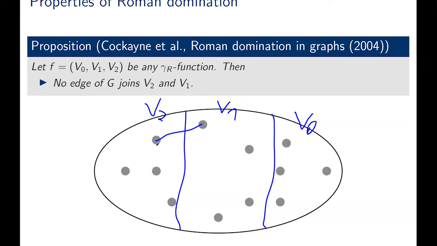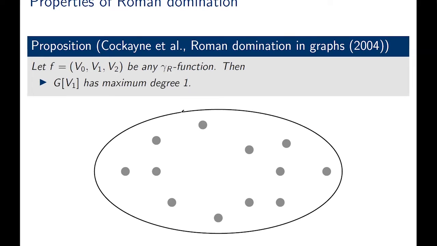And there is no edge joining V2 and V1. Suppose that there is an edge joining V2 and V1. What can we do? We can decrease the weight of the Roman dominating function; we can find a Roman dominating function with smaller weight. How can we do this? It is quite simple, because here we have 2 troops and here is 1 troop. But actually, we don't need any troops at that vertex because it is already made secure by the 2 troops it is adjacent to. So we can throw this vertex out of V1 and instead put it into V0. It is better to put 0 soldiers here. It's more economical, the weight is smaller. So there is no edge that is joining V2 and V1.